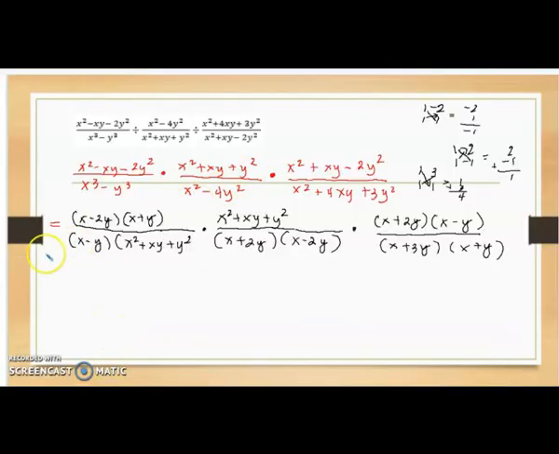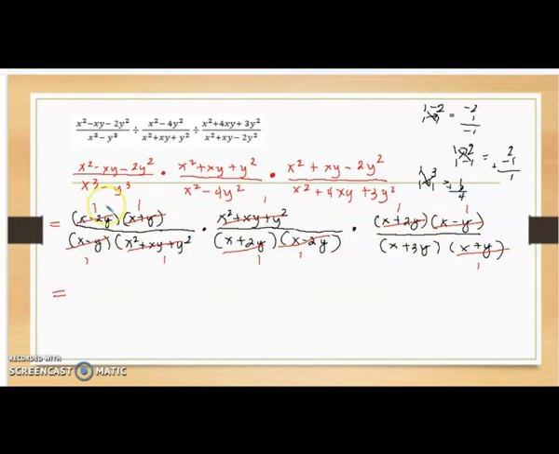So let's check. So yeah, x minus 2y is common. So that one becomes 1 and this one is also 1. And okay, x plus y. Okay, that one is 1. What else? So we have x plus 2y. That one becomes 1. And also x squared plus xy plus y squared. So 1, then 1. What else? Okay, x minus y. That one becomes 1. That one becomes 1.